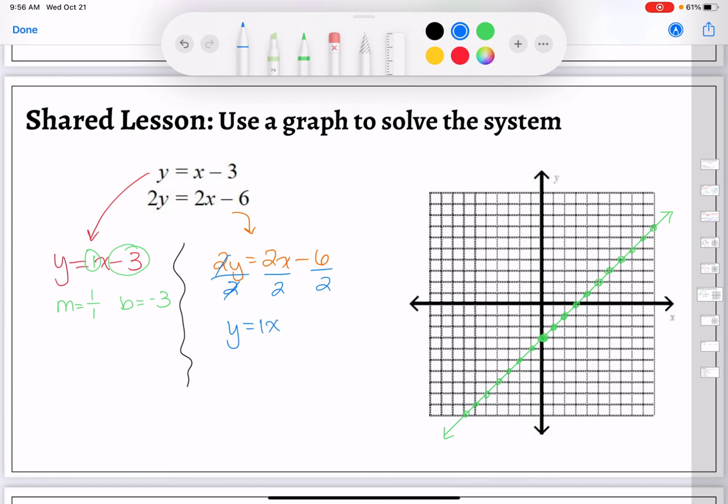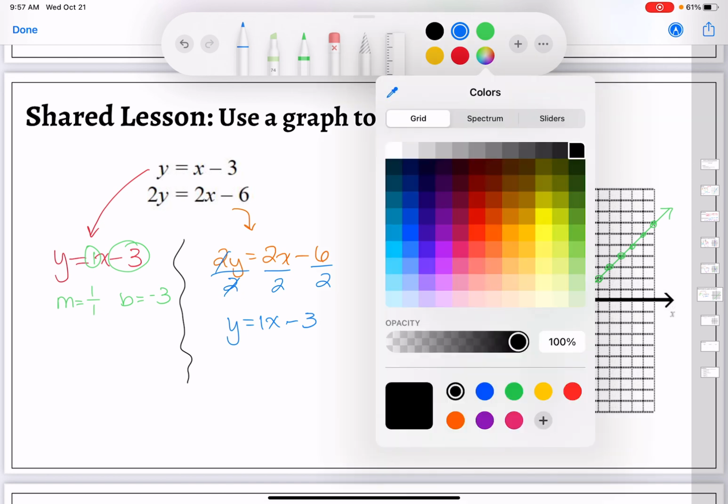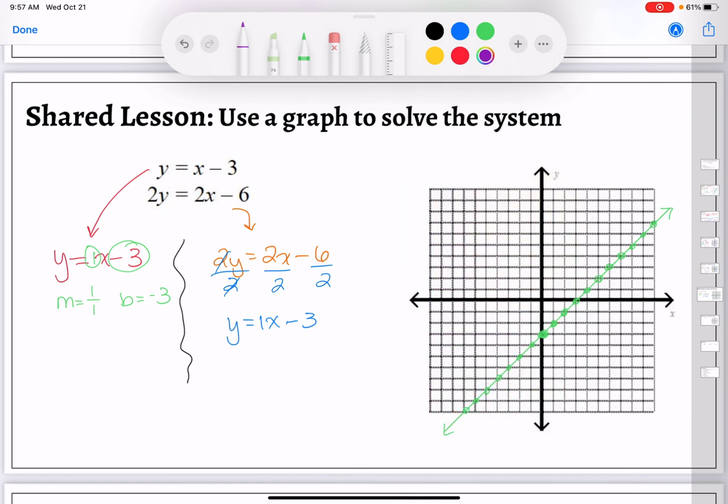You can write 1. You don't have to write 1. It's up to you. It could be just y equals x if you want. Negative 6 divided by 2 is negative 3. So my slope for this one is 1 over 1. My y-intercept is negative 3.